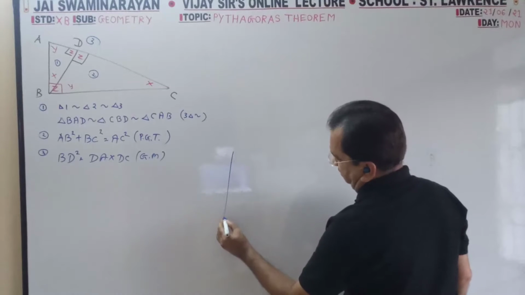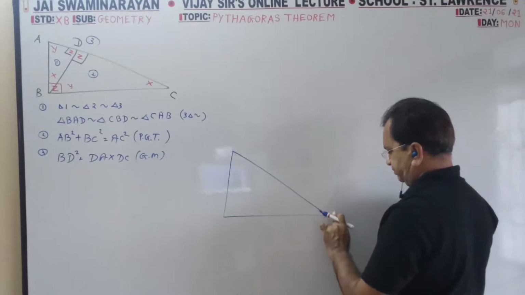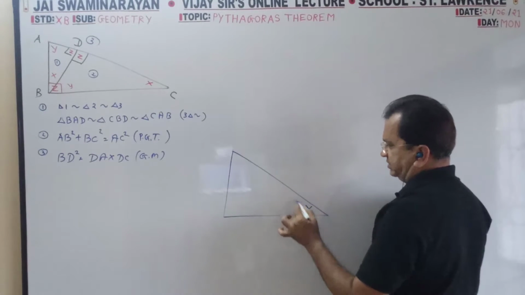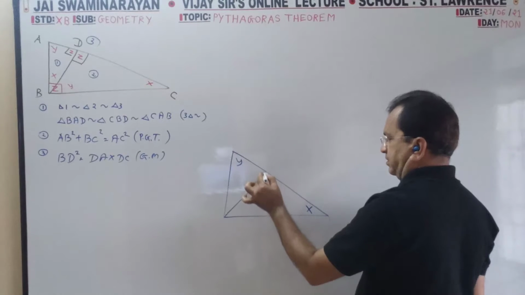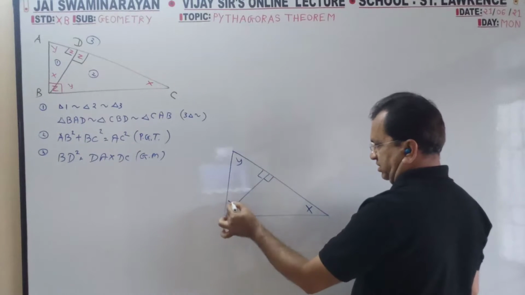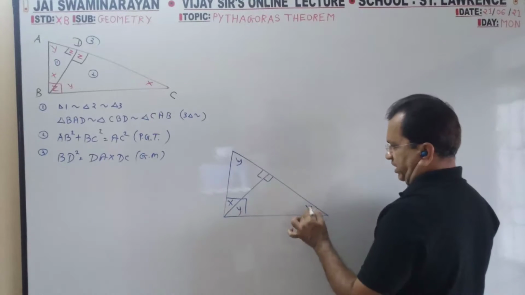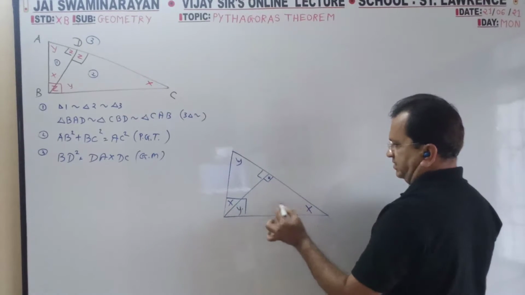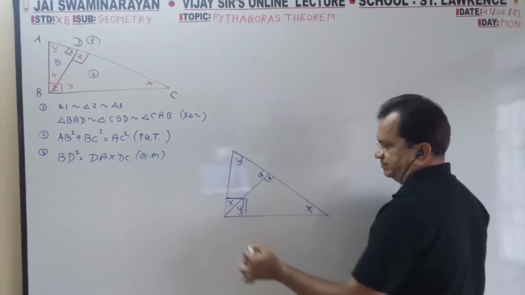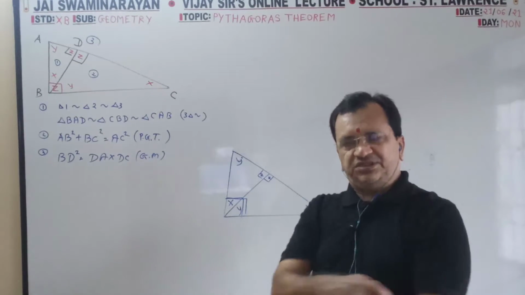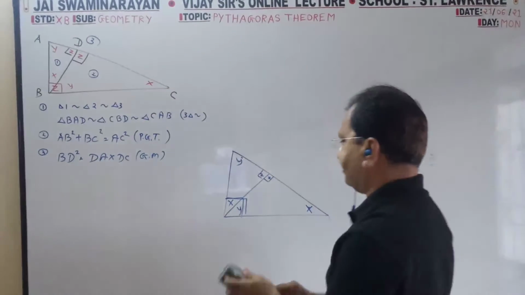Another method of writing x, y, z: if it is x and y, draw a perpendicular. So this x comes here, this y comes here, and this is also 90. So x, y, z, x, y, z, x, y, z. Interchanging. That is also one method of how to remember.